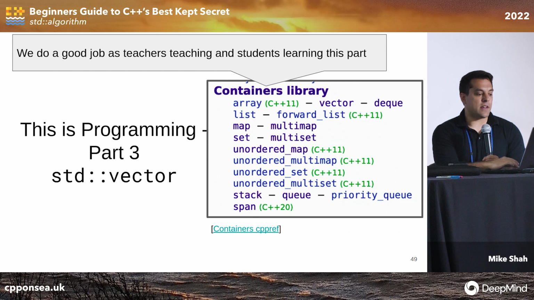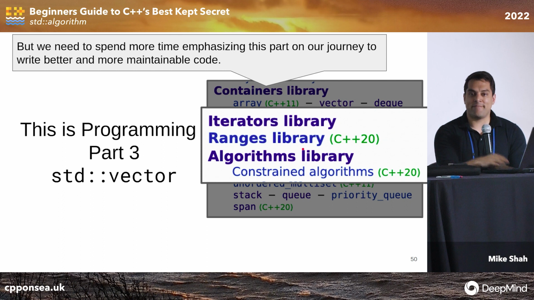But it's this stuff that I want to get to towards the end of our journey on this zigzag path here, so we can write better and more maintainable code. So let's start here with iterators.